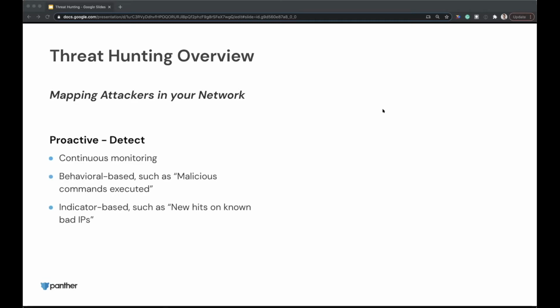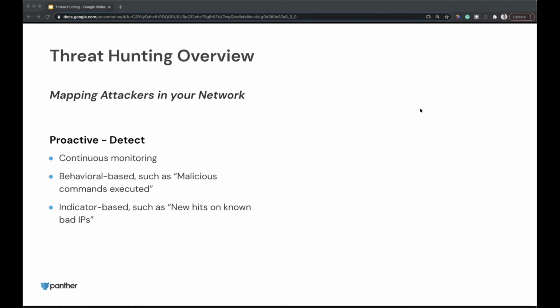So when we think about threat hunting, the first technique that I think of is continuous monitoring. So this is very proactive. This is looking for known attacker behaviors based on things maybe like the MITRE ATT&CK framework, maybe it's compliance-based models like CIS or PCI or HIPAA. And we're looking for behaviors such as a malicious command was executed, and malicious obviously is very subjective, but because Panther uses Python, you can define that however you want.